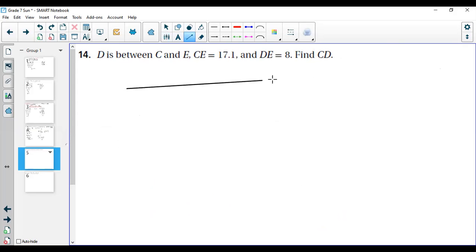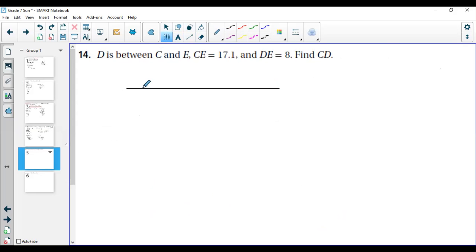D is between C and E. Now they did not say midpoint, neither did they say it is bisect. So it doesn't need to be exactly in between. So it's between C and E. So D can be anywhere. Okay. CE is 17.1. The whole length of this thing is 17.1. DE is 8. So we need to find CD. So let's name it as X. This part as X.